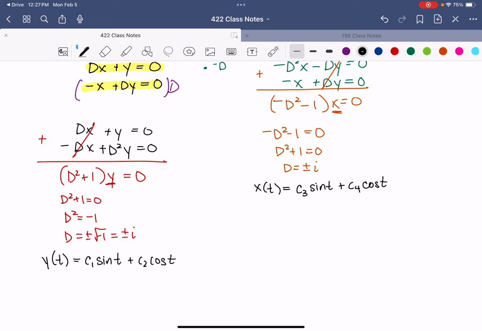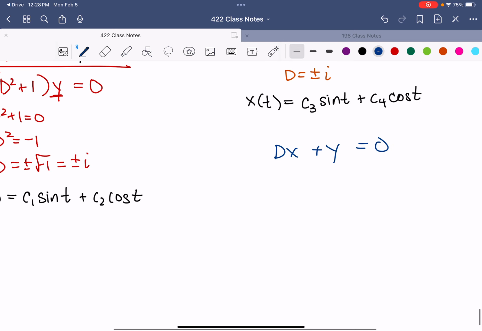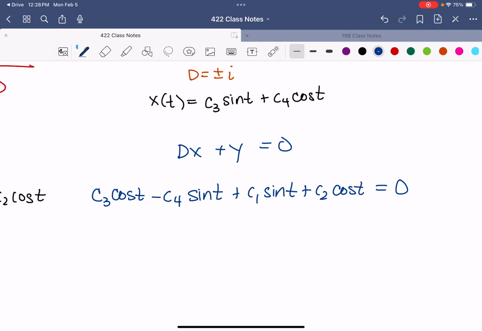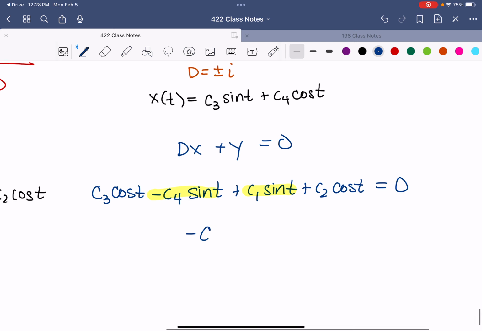Next, we need to plug into one of those two. I'm going to plug into the top equation, so I want dx plus y equals 0. I am taking the derivative of x, and that's going to be c3 cosine t minus c4 sine t, plus y, so plus c1 sine t plus c2 cosine t, and that has to be equal to 0. Then we're going to pull our like terms together. My sines have to cancel out, so negative c4 plus c1 has to be equal to 0. If you add c4 to the other side, c1 is equal to c4.